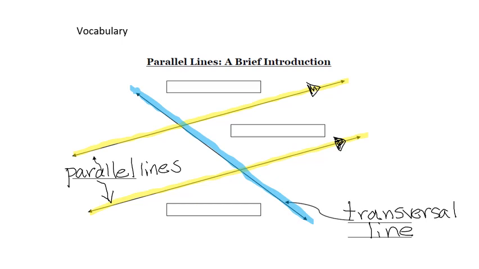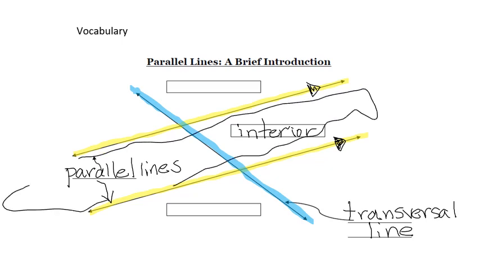Now, if you notice, there are three boxes that we need to fill in. In between the two parallel lines in this box, we call this the interior, because it is inside or in between the two parallel lines. And that's all this space in here. Okay, that's all the interior.